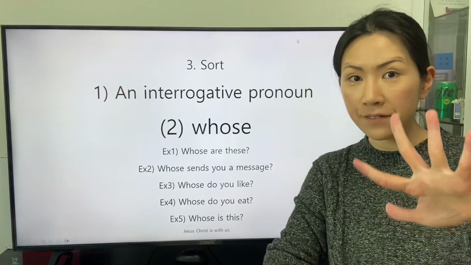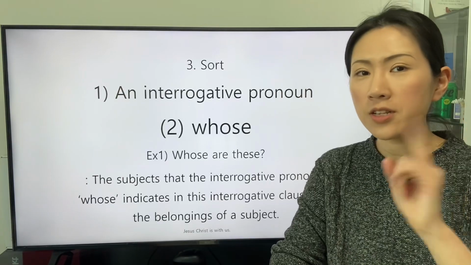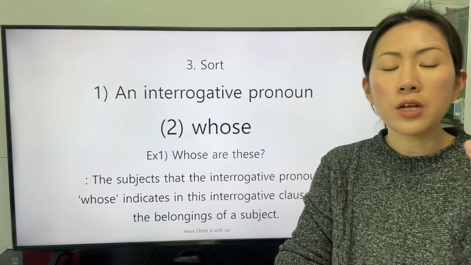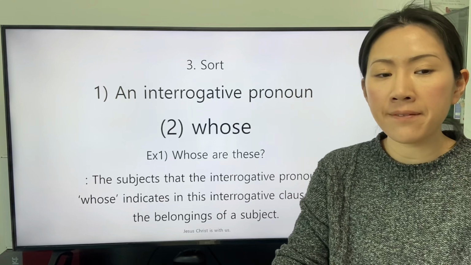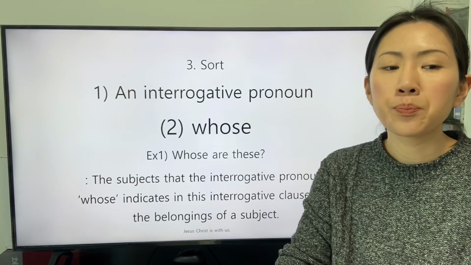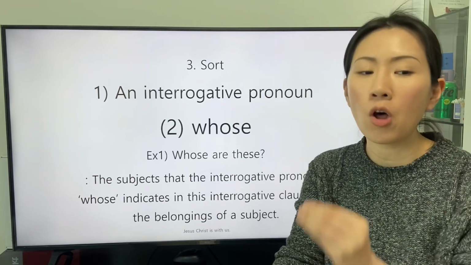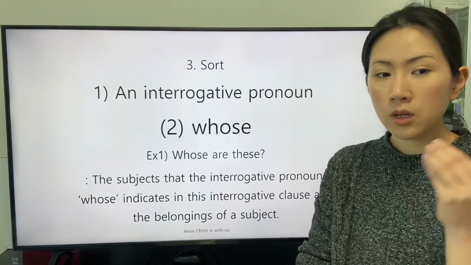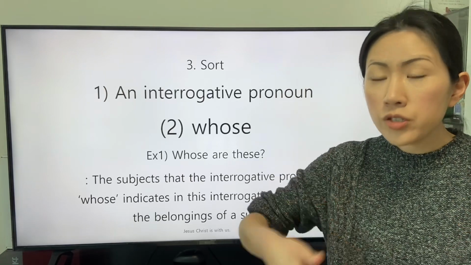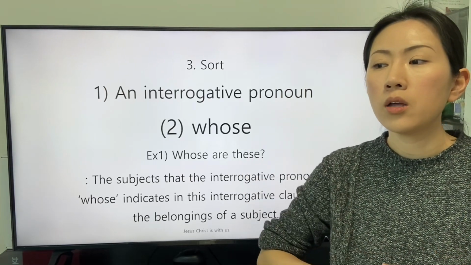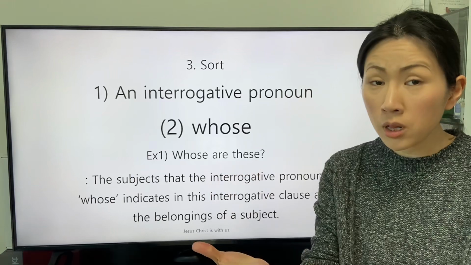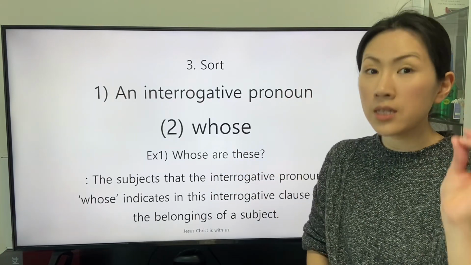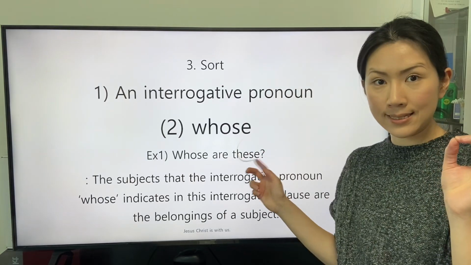There are 5 clauses. The first clause is this. Whose are these? The subject that the interrogative pronoun whose indicates in this interrogative clause are the belongings of a subject. The subject whose number is revealed as plural is indicated by the indicative pronoun these.